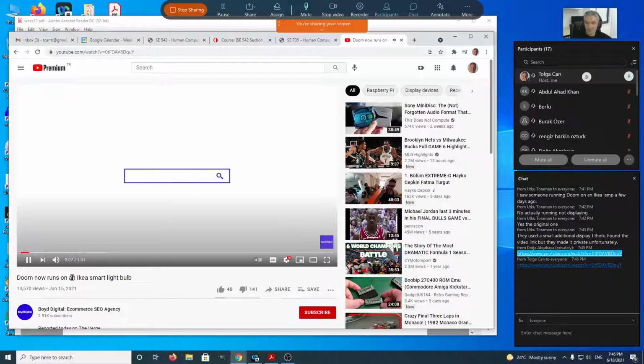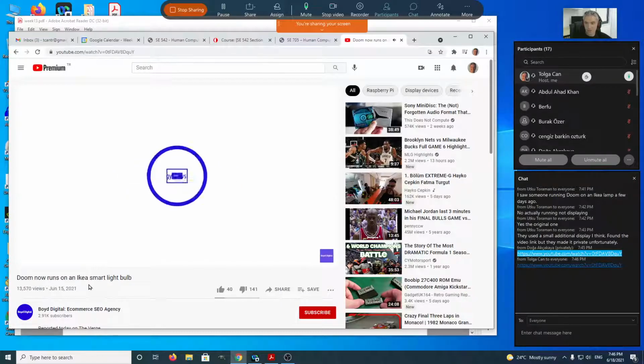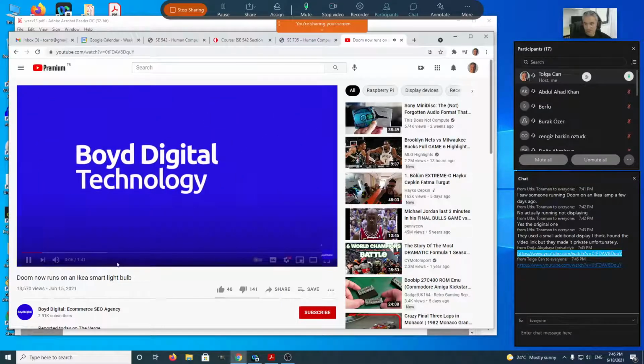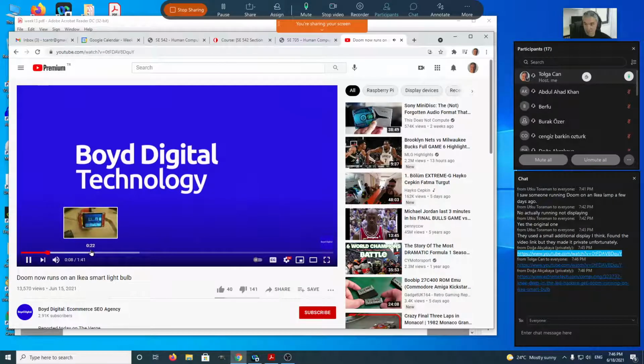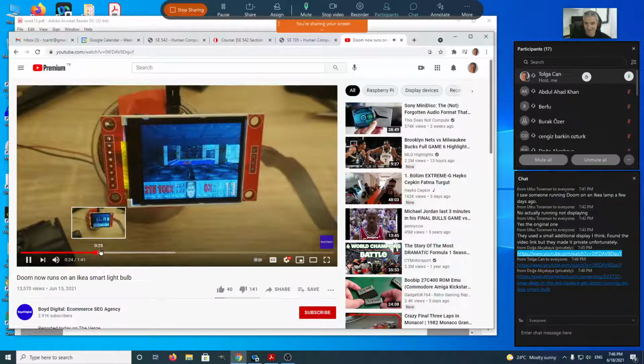Oh yeah, this is the one that Utku was talking about. IKEA Smart Light Bulb. Today, the 93 classic shooter Doom runs on virtually anything that has a microprocessor. The latest absurd entry: an IKEA Tradfri GU10 bulb. So this is just an image of that one, but yeah, it's nice. Hackers get Doom running on IKEA smart bulb.